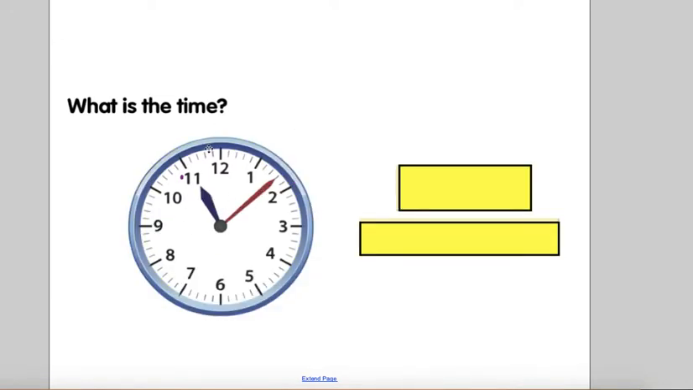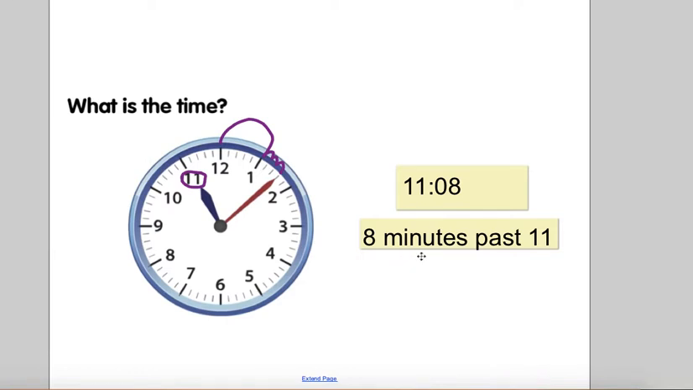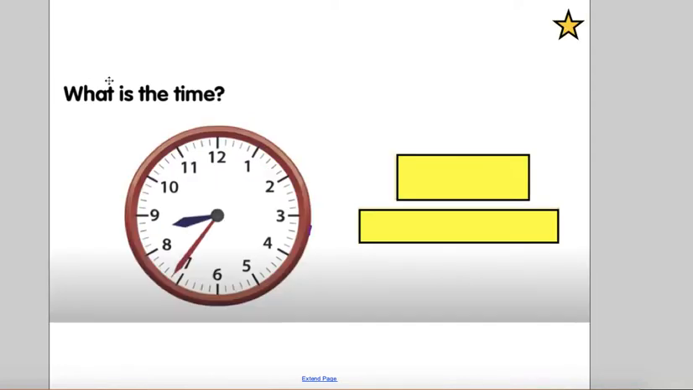All right, here again, we're not looking just at the hour, we're looking at the minutes too. So let me grab my pen. The shorthand, the hour hand, is between the 11 and 12. Because it didn't go past the 12 yet, it's at the 11. It's the 11th hour. Let's count. 5, 6, 7, 8. So this is 11:08, and this is how we would write our time. Now, if you wanted to write it in words, you can also say 8 minutes past 11 because it's the 11th hour. Okay, let's look at the next one.